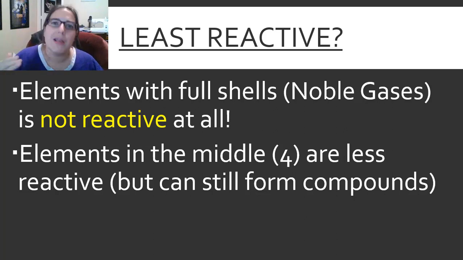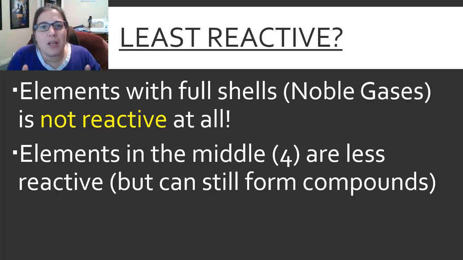The ones that are less reactive, but they're still going to form compounds, are the ones kind of in the middle, like with 4 valence electrons. So they're less reactive than a halogen or alkali metal, but they're not nearly as stable as a noble gas is.